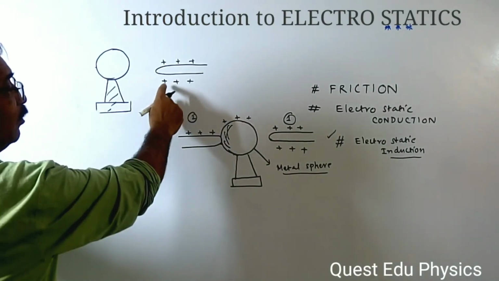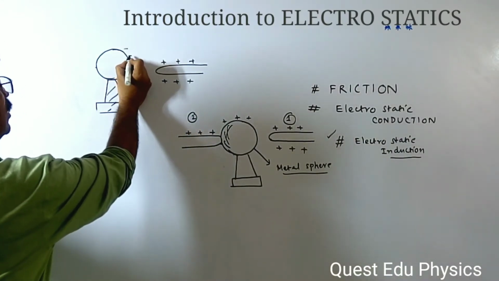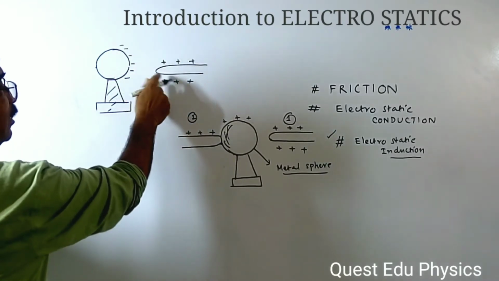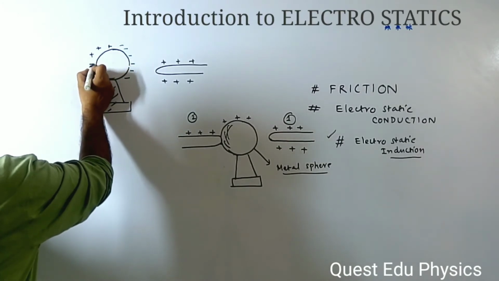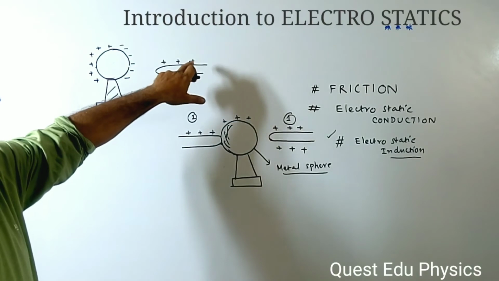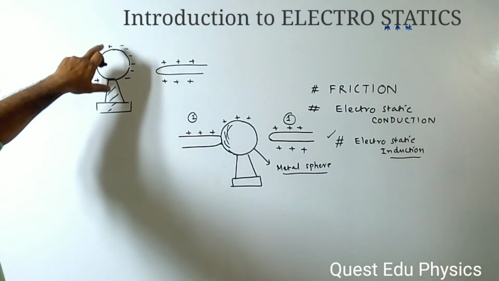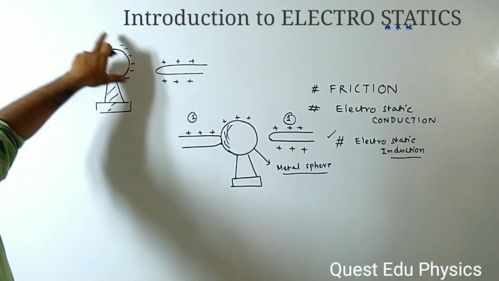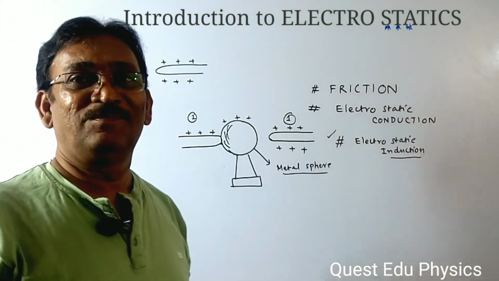I have 6 units of positive charge. Then 6 units of negative charge will be created near to this, and 6 units of positive charge. If you bring 6 units of positive charge near to this, then automatically on this neutral body, 6 units of negative charge as well as 6 units of positive charge will be created.